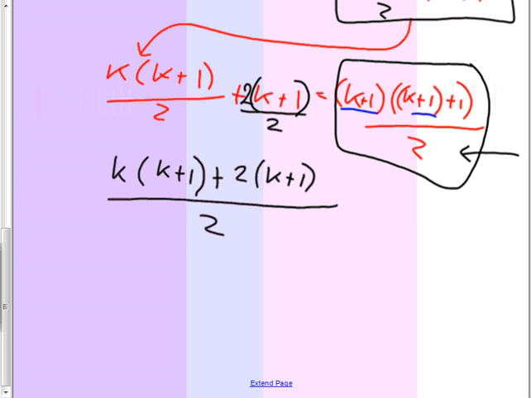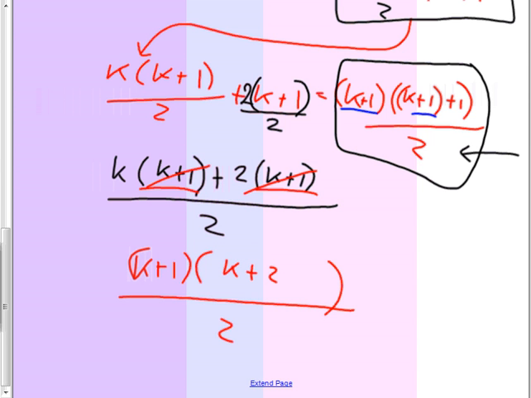Use my favorite saying. If you can factor it, you should. And I see a k plus 1 here, and I see a k plus 1 there. And I factor them out to the front. k plus 1. And then what's left after I pull out that k plus 1 and that k plus 1? k plus 2 all over 2. And we're really, really close to being the same as the other side. Now we just got to do a little rewriting.